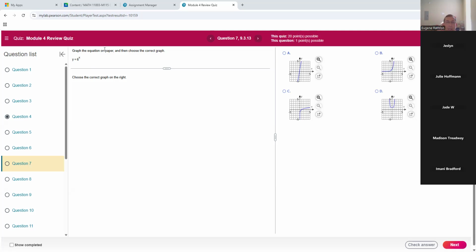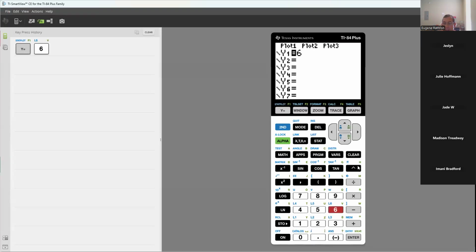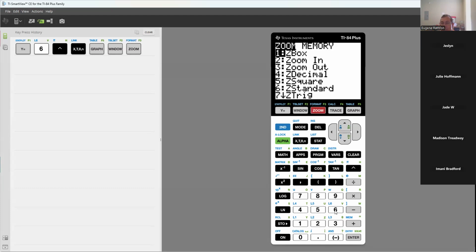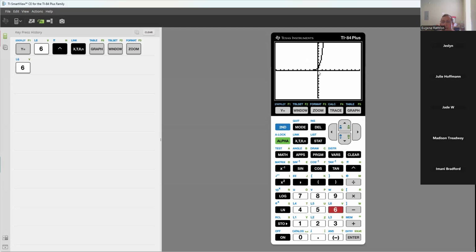So y equals 6 to the x, that can be knocked out really quick on our calculator. So let me go to y equals, put in 6 exponent x. And y'all, let me graph it and see what we get. All right, so I'm going to set my window back to -10 and 10. So the easiest way to do that is to hit zoom and 6 for standard. All right, y'all, so you see what it's doing. It's coming along the x-axis and then it curves uphill.